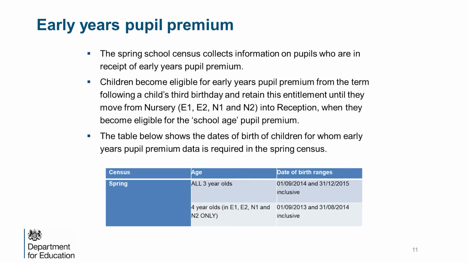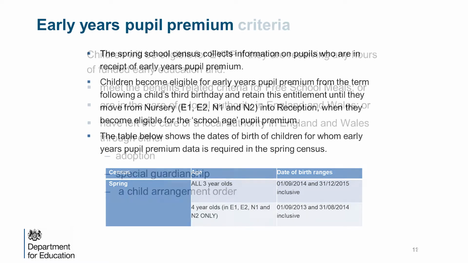The Spring School Census collects information on pupils who are in receipt of early years pupil premium. Children become eligible for early years pupil premium from the term following their 3rd birthday and retain this entitlement until they move from nursery, that is E1, E2, N1 and N2 year groups, into reception, when they become eligible for the school age pupil premium.